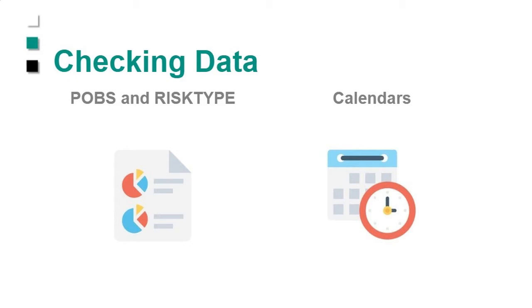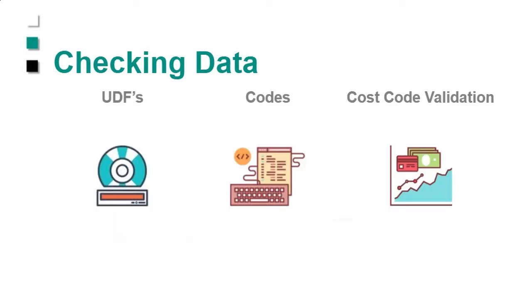The first thing it does is clean up automatically the POBS and risk types, which in the last version or so, I think Oracle has it all sorted out, but older versions still have those straggler problems. You can also check calendars and roll them down and make sure you don't have any collisions on calendars, which is super important. You can check the basics that are always the problem, the user-defined fields, the codes, cost codes if you use cost codes, and that's at all the levels.